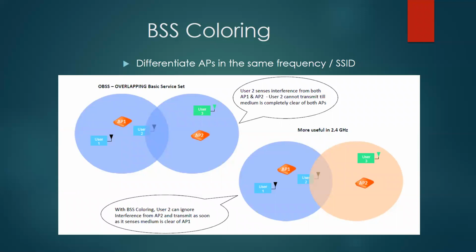So this is kind of a future update right now, but it will be included in all the AX. It is part of the AX standard, and they are currently working on getting this pushed out. Again, really useful in the 2.4 gigahertz band, still useful in 5, but since you don't have nearly as much channel overlap and everything like that, 2.4 is where this type of thing really shines.